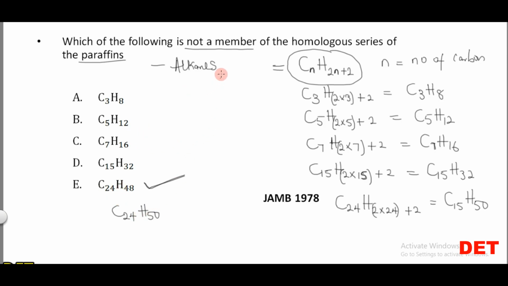So whenever you have a question like this, you should consider using your general molecular formula for the alkane. And you should know that your n is equal to the number of carbon.